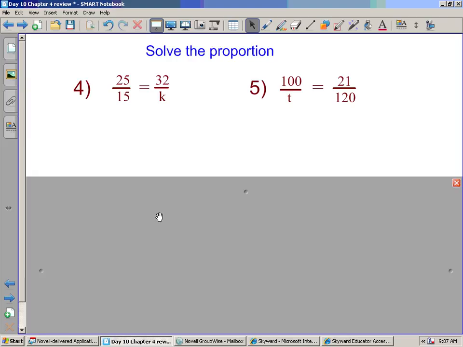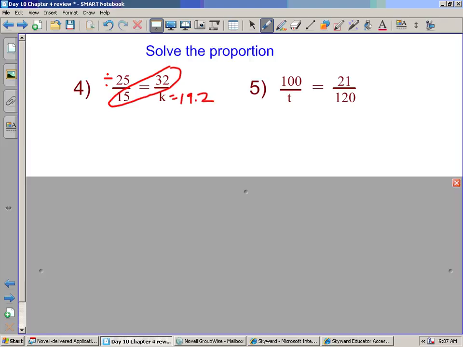Okay. Good. Second type of problem we're going to look at is, first of all, taking a look at just solving a proportion. So if you have a chance to stop the video, solve these proportions. Alright, as we look at solving a proportion, we look at cross multiplying and dividing. You multiply the two you can and divide by the other. So 15 times 32, and then divide that by the 25. Tells us that K would be 19.2.